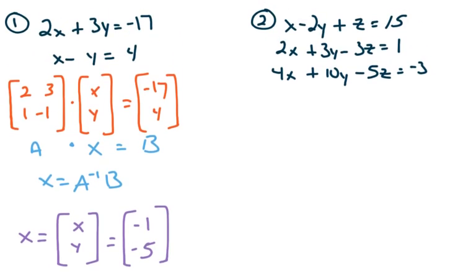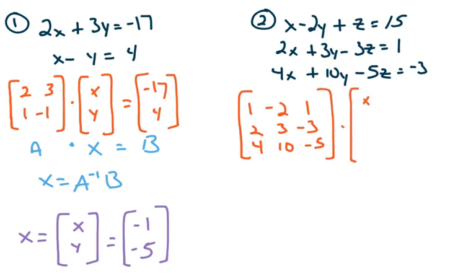If you have 3 variables like we do here in number 2, the process is exactly the same. The only difference is instead of having 2 by 2s and 2 by 1s, we're going to have 3 by 3s and 3 by 1s, but it's going to be the same thing. And I'm telling you, use your calculators here to make your life a whole lot easier. So we'll make our original matrices. So we got 1, negative 2, 1. So our coefficients make up the first one. 2, 3, negative 3, and then 4, 10, negative 5. Times, now our variables this time, we got x, we got y, and we've got z. And this is equal to another 3 by 1, 15, 1, and negative 3 again.